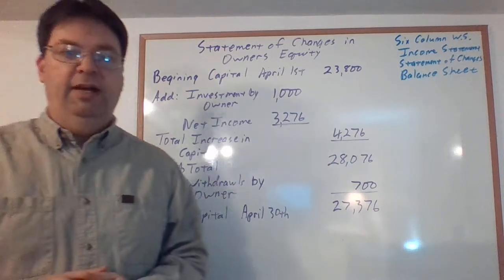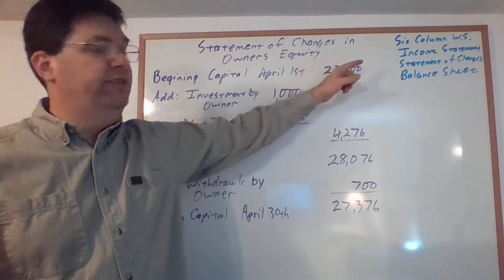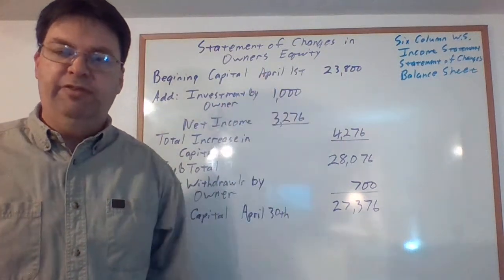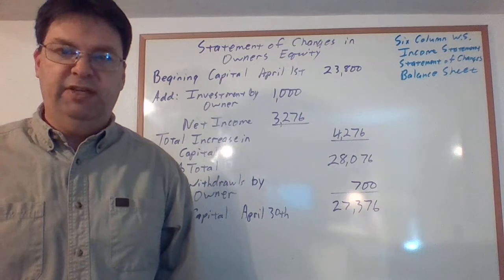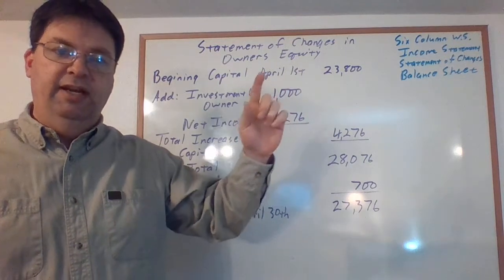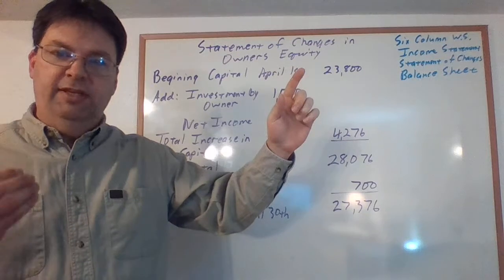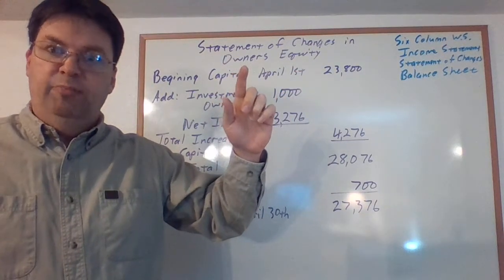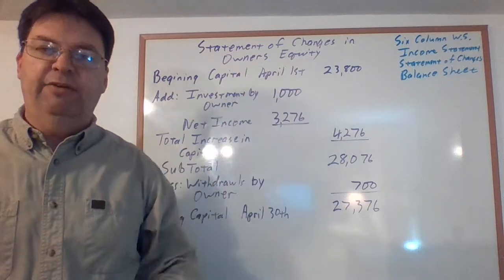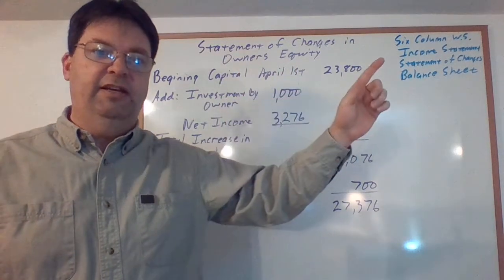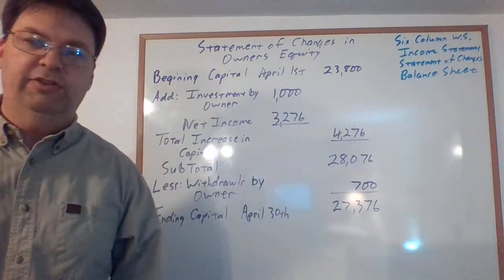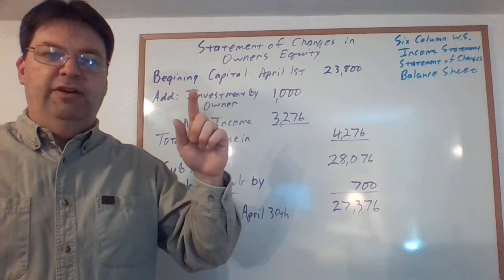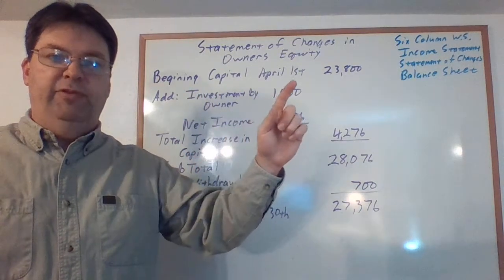So here we go. When you get to your statement of changes in owner's equity, people want to know how much money have you made and how has this affected your business and how has it changed your equity? How much net worth do you have as an owner? So how much is your business worth now? We want to see how it has changed based on the income that you made and the actions you took during that accounting cycle. So it's going to start off with beginning capital April 1st.